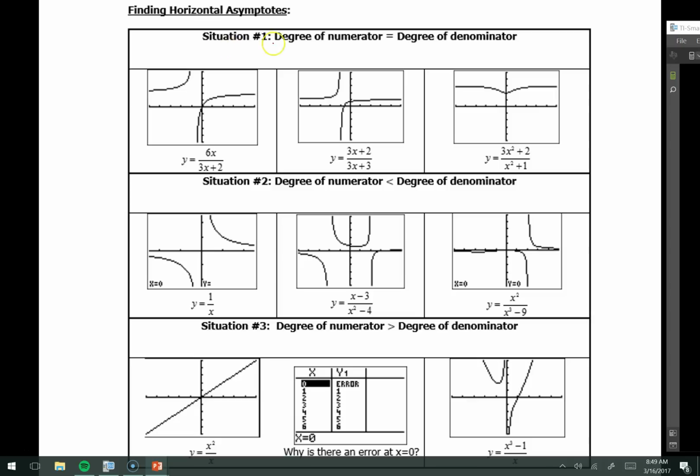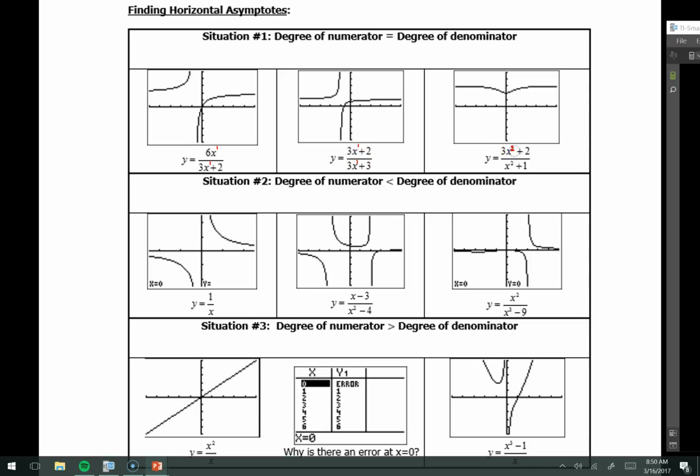The first situation is when the degree of the numerator, so thinking about the exponent here, is equal to the degree of the denominator. So if we look at each of these examples first, you can see that for this first one, the degree of the numerator is 1 because that's x to the first power, and the degree of the denominator is also 1 because that's an x to the first power. So the two degrees equal one another. That's true in each of these examples.